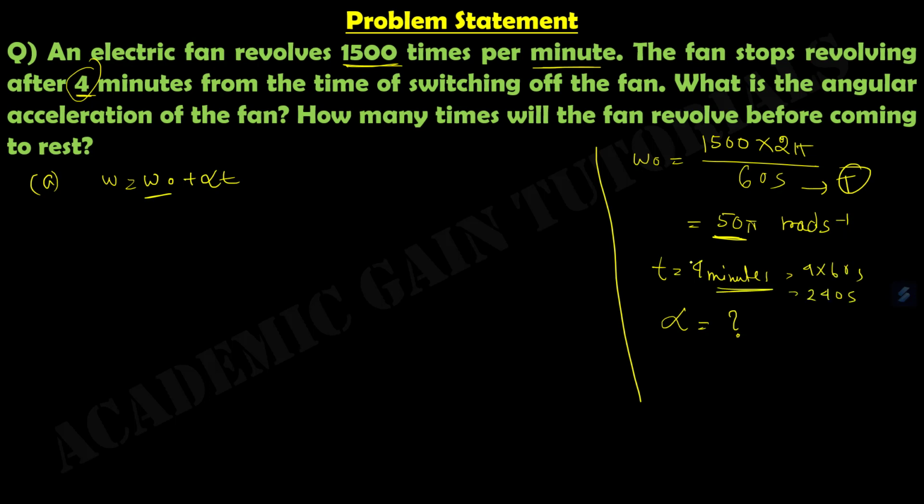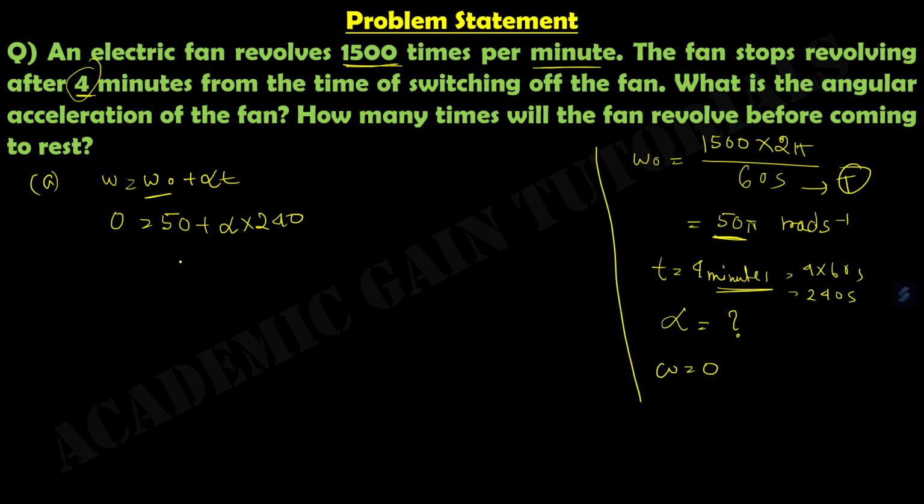So after 4 minutes, the fan stops revolving. When we switch off the fan, after 4 minutes it stops revolving. So in that case, our omega will be 0. Our final angular velocity will be 0, and we know that omega naught equals 50 pi, and we have to find out alpha, and now t equals 240.